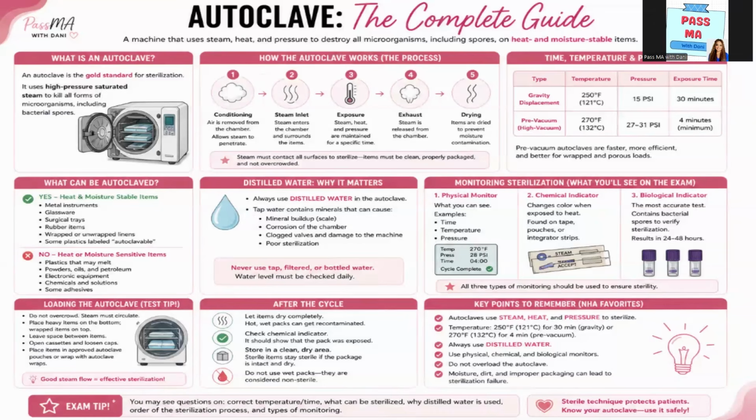So then we have the exposure phase. This is when the autoclave sterilization happens. The autoclave maintains a specific temperature, a specific pressure, and time to kill all microorganisms. After that, the steam is going to be released and then the drying phase begins.